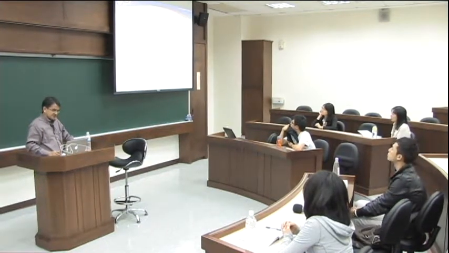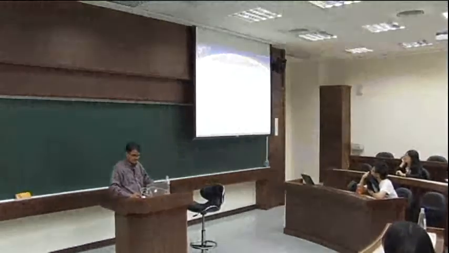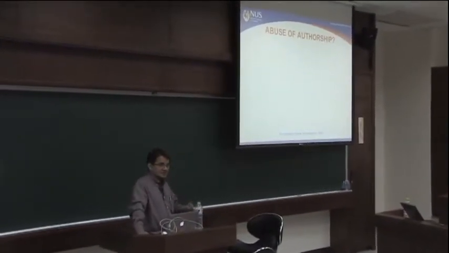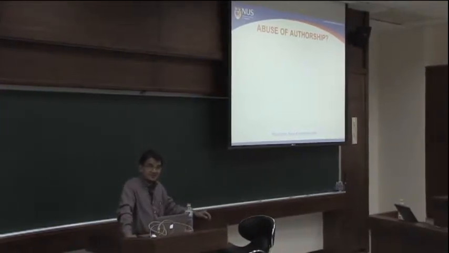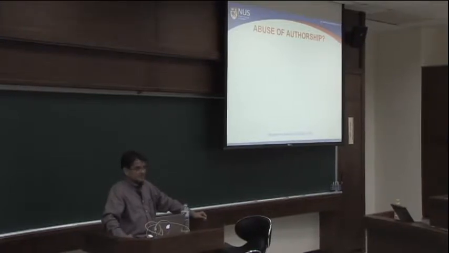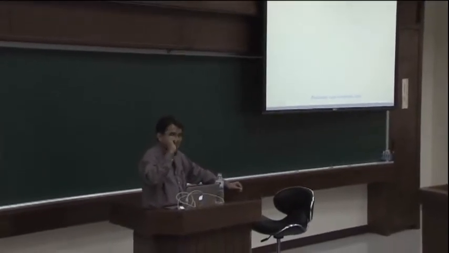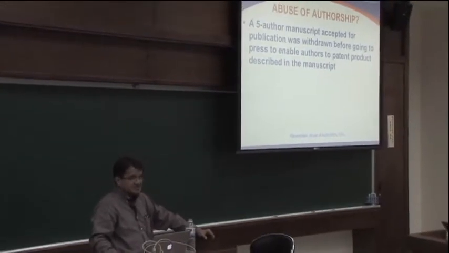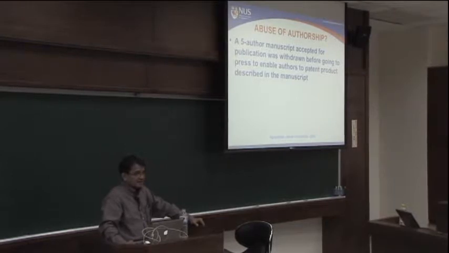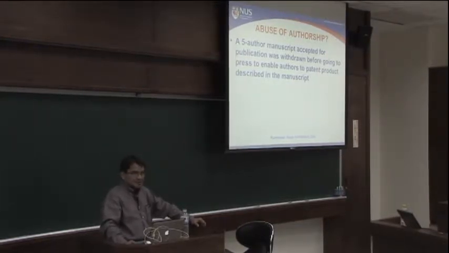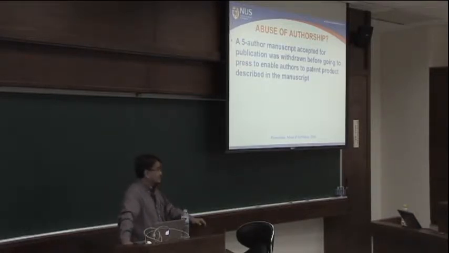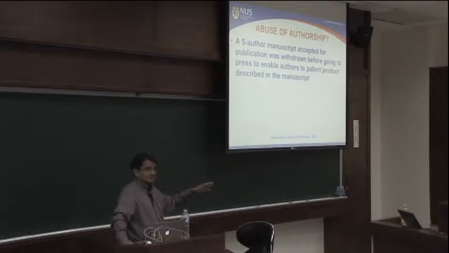Okay, what about this next case called abuse of authorship? What happens here, well, this is a real case encountered by one journal editor. Okay. A 5-author manuscript was submitted and it was approved. There's a manuscript written by 5 authors, and it was accepted for publication already. But after it was accepted for publication, the authors withdrew the publication to enable them, according to them, to patent a product described in the manuscript.